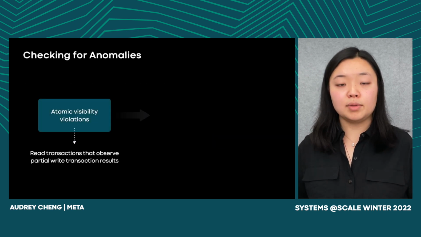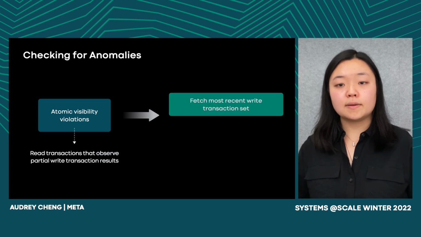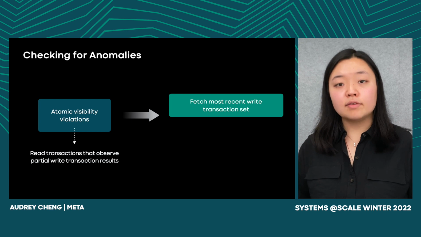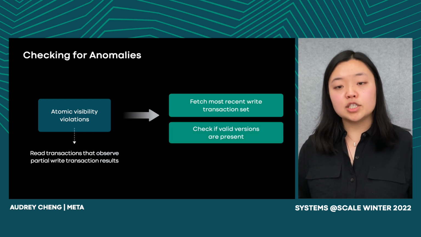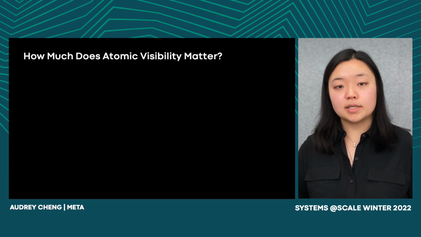Finally, to check for anomalies, we basically wanted to look for atomic visibility violations, which are read transactions that observe partial write transaction results. To do so, we basically fetch the most recent write set for each item we're reading, and then we check if all the valid versions we need are present.